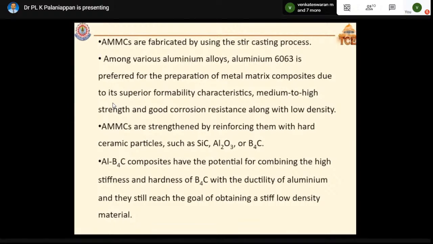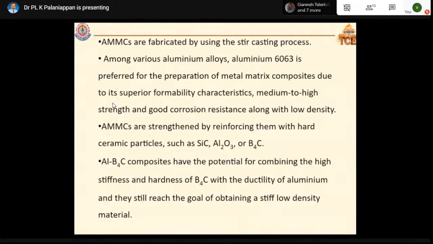In general, aluminum metal matrices are fabricated by many methods. The method we have chosen is the stir casting method, and it is very widely accepted as it is economically viable and very simple, so it is used by many industries. Among various aluminum alloys, aluminum 6063 is preferred for the preparation of metal matrix composites due to its superior formability characteristics. We can get any intricate shape, any complexity you can bring in. It has medium to high strength and good corrosion resistance along with low density. That low density is the winner.